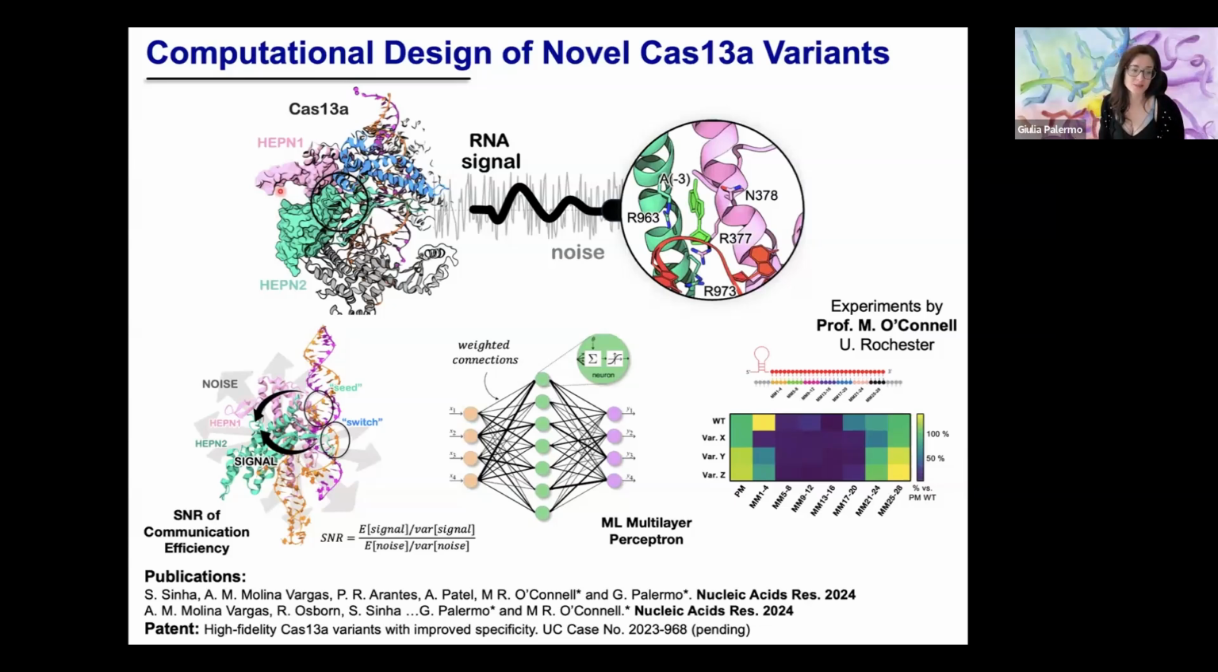But while we were investigating this mechanism by computing the shortest route communicating the target RNA and the active site, and also developing this measure called signal-to-noise ratio of communication efficiency, calculating how the signal stands out from the noise, we identified critical residues in the communication, which we thought would be important to transfer the information of RNA binding to the active site. We also corroborated our investigations through a machine learning approach, and Mitchell O'Connell from the University of Rochester performed experiments, including these mutations, observing that they make CASP-13A a more specific variant against single nucleotide mismatches.